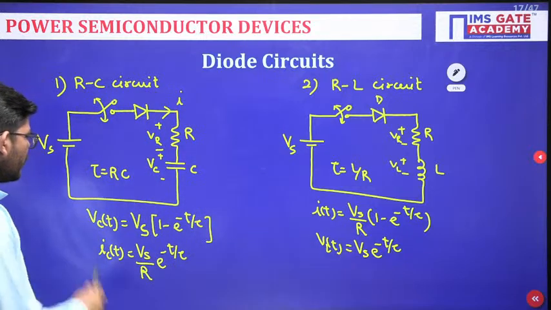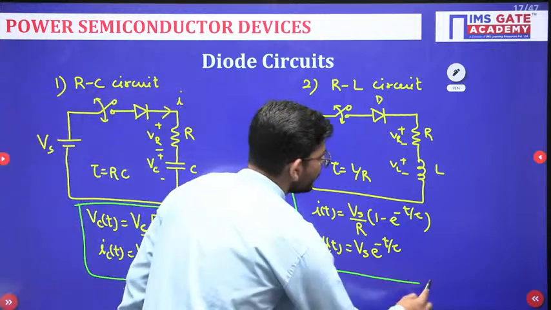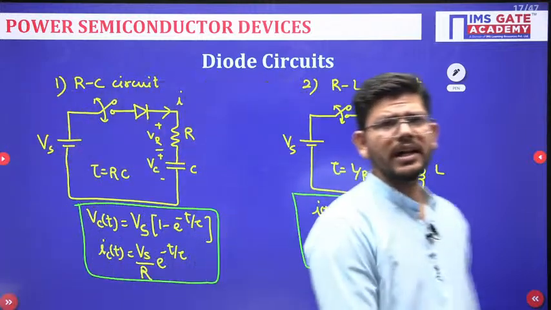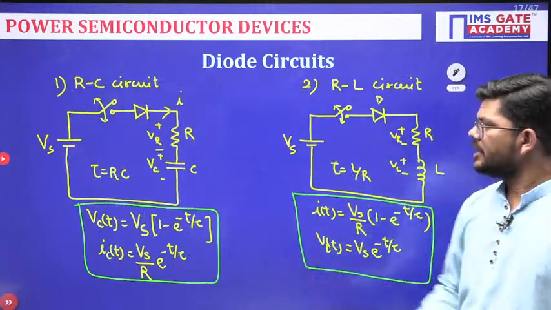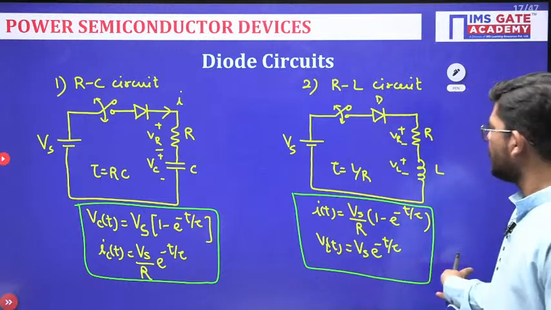So these are the voltages and current across an RC circuit, and these are the current and voltage across an RL circuit. Okay, so these are the important observations. If we have an RC load or an RL load, this is how the current and voltages will be varying.